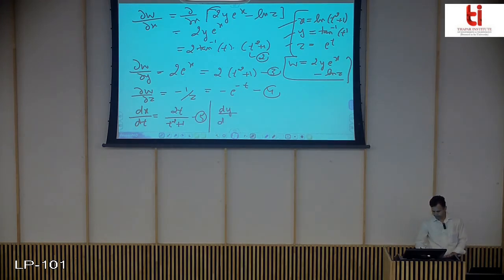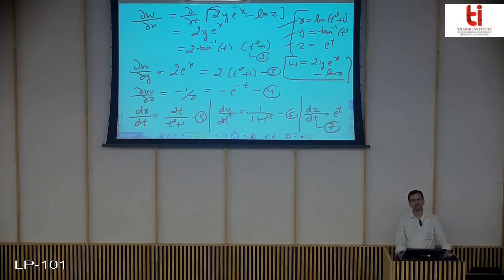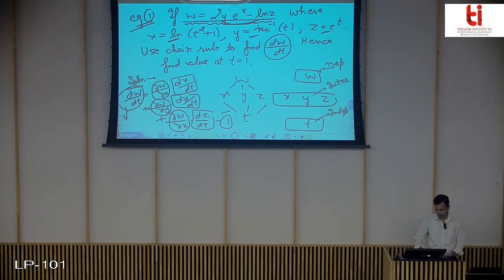dy by dt is 1 upon 1 plus t square, this is 6. And finally dz by dt is equal to e raised to power t, this is 7. Done. So now all the required terms that were needed for finding dw by dt have been found. Now put the values from equations 2 to 7 back in equation number 1.